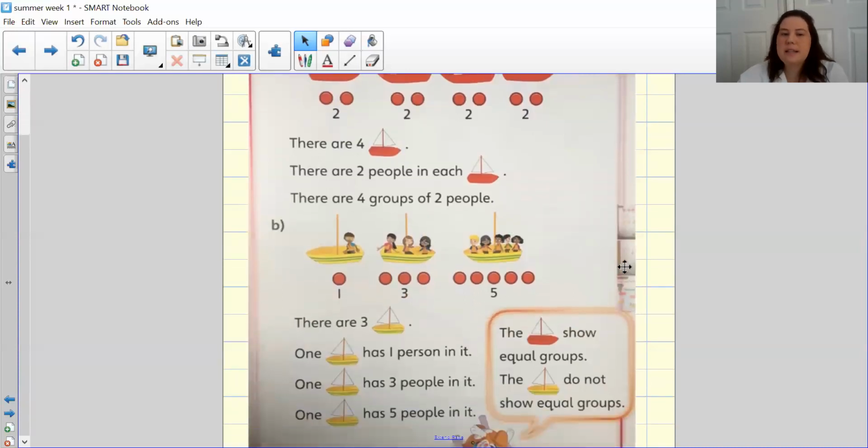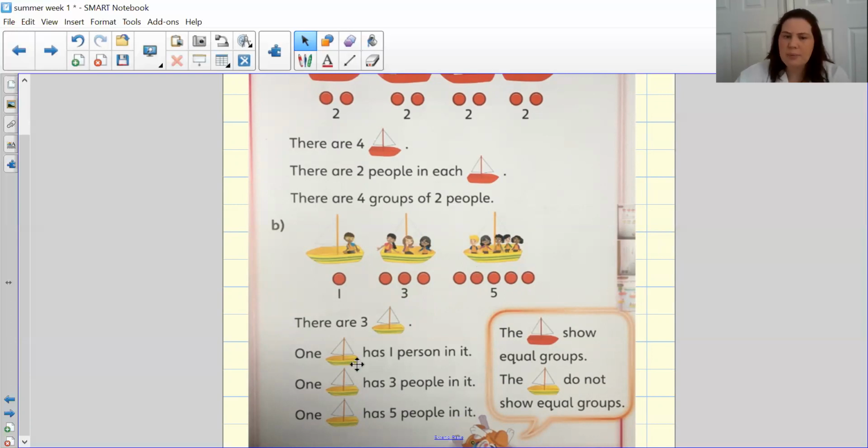Let's have a look at the yellow boats now. So there are 3 yellow boats, as you can see. But what is different? Let me think. There is 1 person in one boat, 3 in the next, and 5 in another. Would that make it very easy to count?